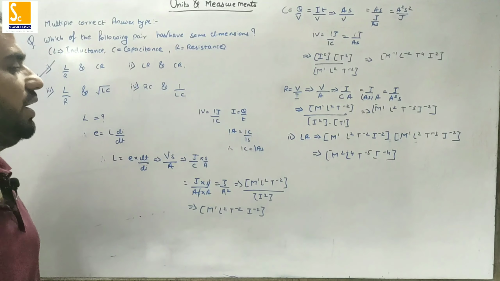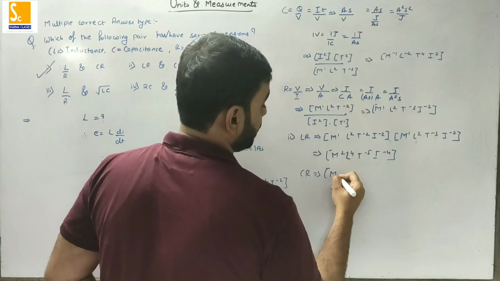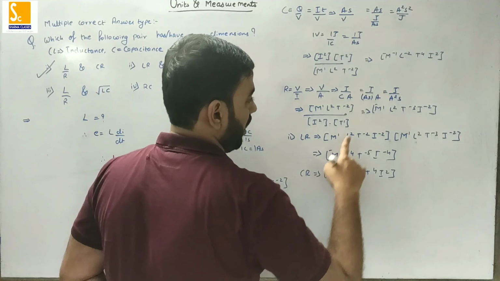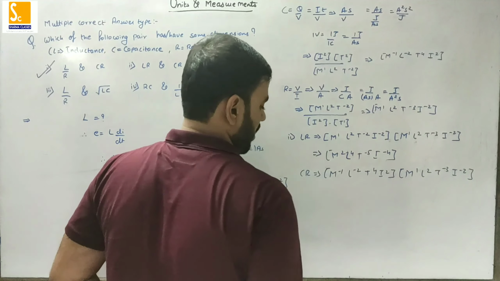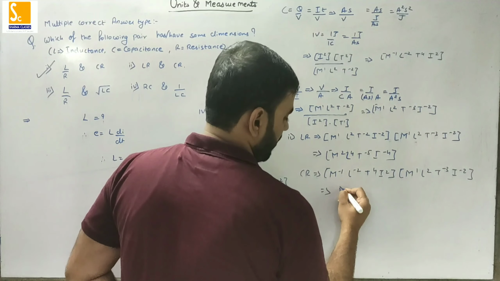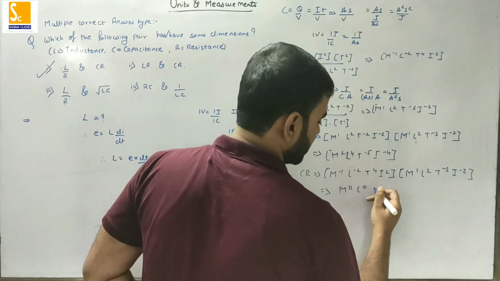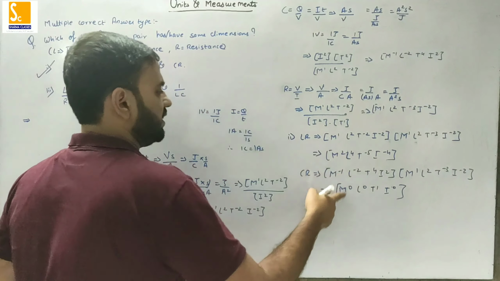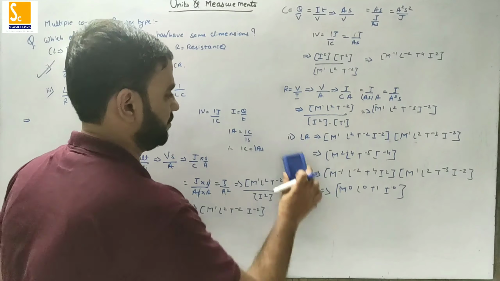Now next we'll check for CR. For CR, the dimensional formula for C, M to the power minus 1 L to the power minus 2 T to the power 4 I to the power 2, and for R it is M to the power 1 L to the power 2 T to the power minus 3 I to the power minus 2. Okay, let's solve this part. 1 minus 1 comes out to be 0, 2 minus 2, L to the power 0, minus 3 plus 4, T to the power 1, 2 minus 2 comes out to be I to the power 0. So if you see, this is dimensionally incorrect. So the second option is not the answer. Okay. Now we will go for the third option.